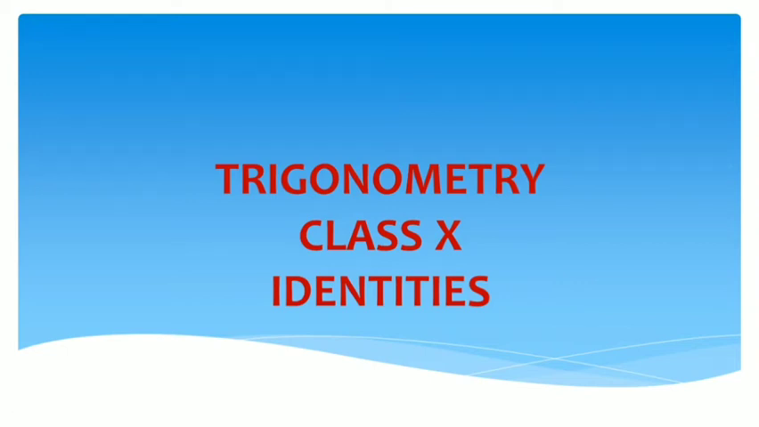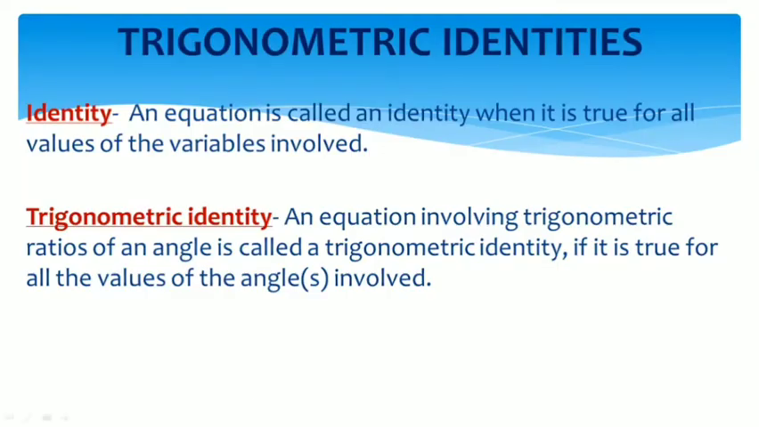In this video we are going to discuss the concept of trigonometric identity. Before starting the discussion, let me talk about the meaning of the word identity. An identity is actually an equation which is true for all the values of variables involved in it. So it's an equation in which if we use different values for the variables, then the left hand side comes equal to the right hand side.